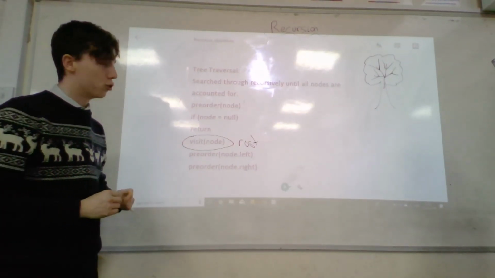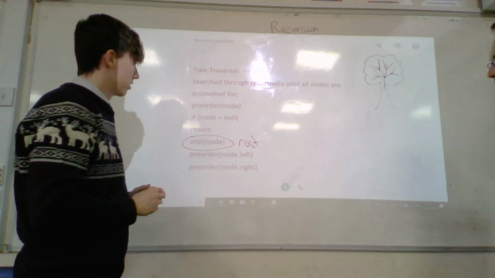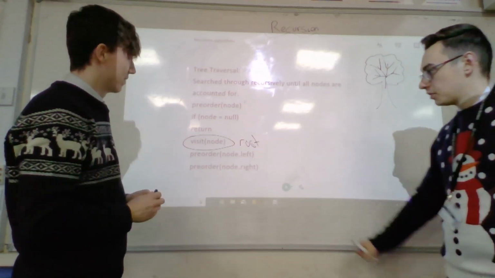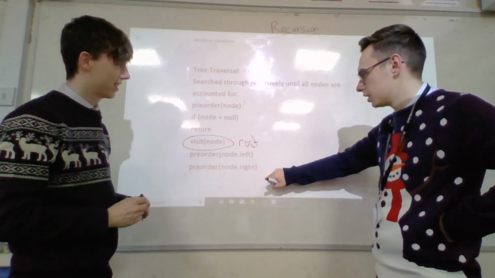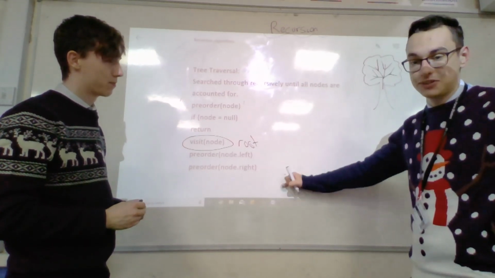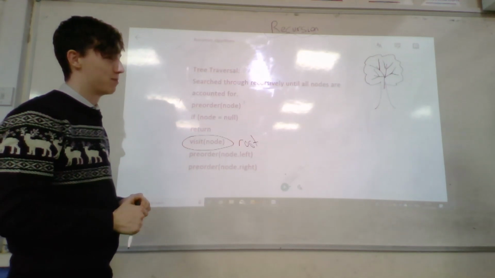Other than that, we also have two other types of traversing. By moving this root node in different positions, you have a different way of searching the tree. Next.